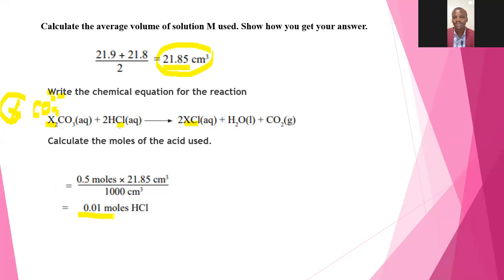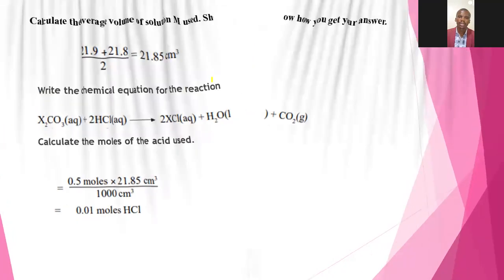If you use the formula, it will be much easier. So we have said that the moles can be gotten as molarity times the volume used. And you can see here, this is the volume used of the acid. Then we divide by 1,000, and the reason why we are dividing by 1,000 is that we are converting that volume into liters. Very good. And the next one.